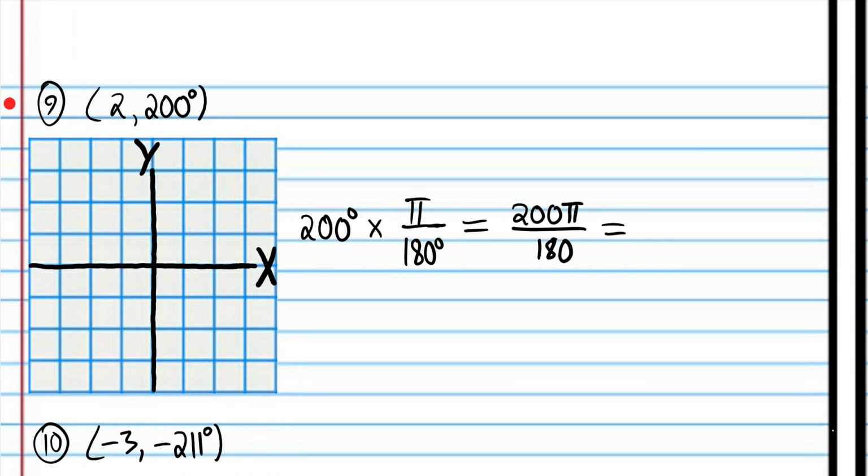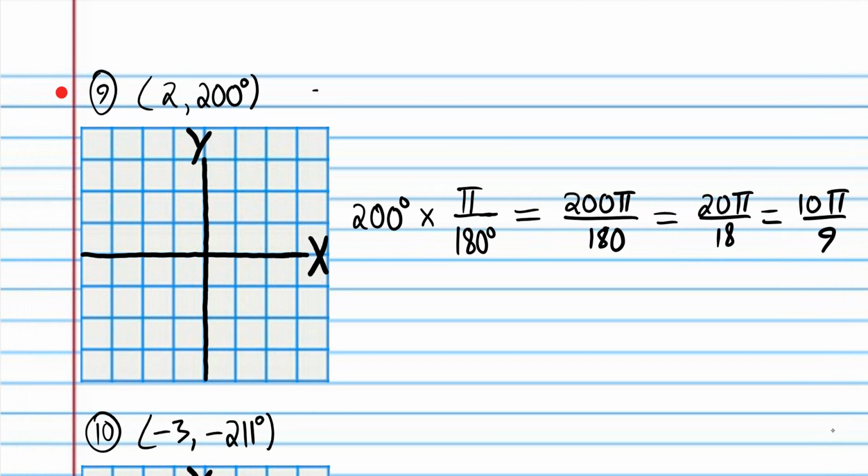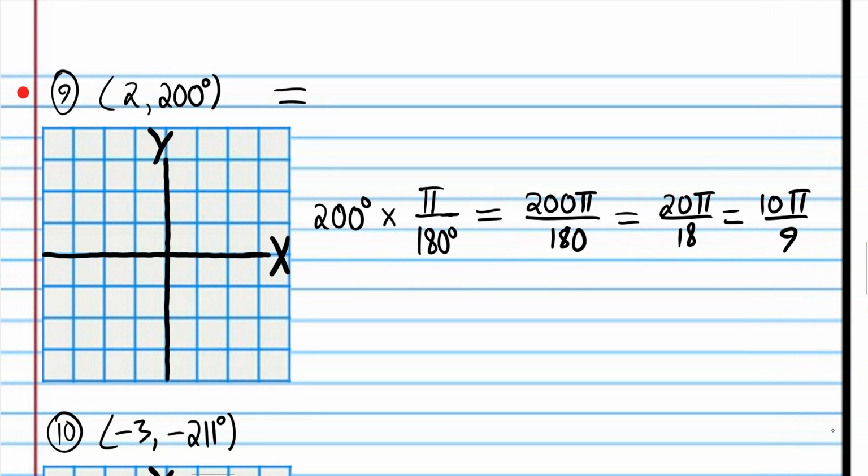So we can now divide both sides by 10 to reduce the fraction, and now we can divide both sides by 2, and there you go. That's not the answer though. Let's write the answer up here. So we have 2 comma 10 pi over 9.